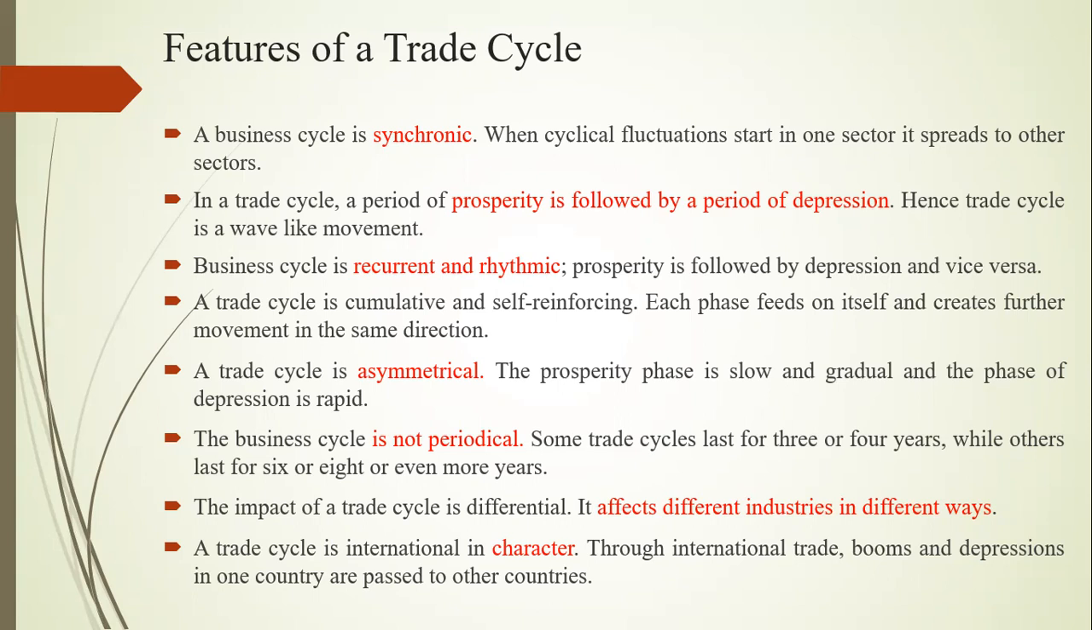The second feature is that in a trade cycle, a period of prosperity is followed by a period of depression. It means once the economy performs very well, slowly bad times will come; if prosperity is coming, after that depression will come. So a trade cycle is a wave-like movement. In the figure we have already seen it is a wave-like movement. Sometimes it is going up, then it is coming down. That is another feature of business cycle.